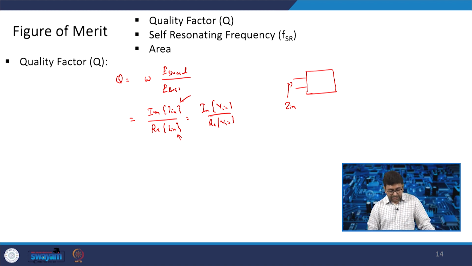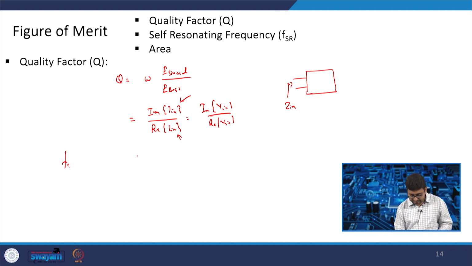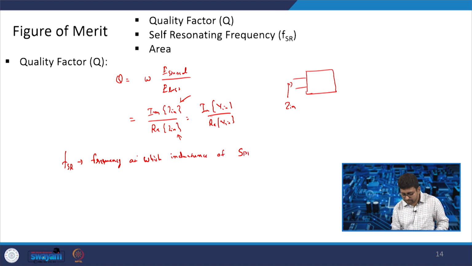Another important parameter is the self-resonant frequency. So, what is the self-resonant frequency? It is the frequency, that is FSR, at which the inductance of the spiral inductor resonates with its own capacitor.